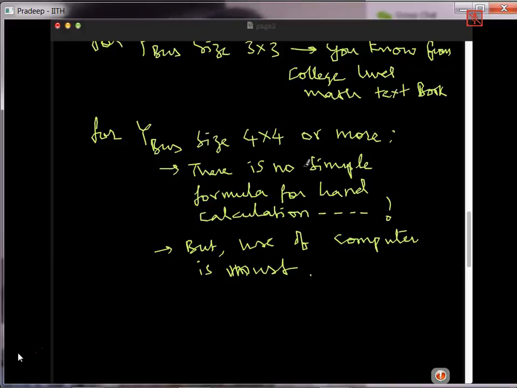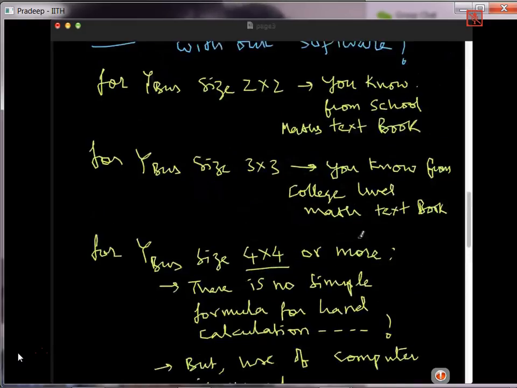If the size is 4 by 4 or 5 by 5 or 6 by 6, and you find any formula in any math textbook, please email me. As far as my knowledge, there is no direct simple formula for inverting a 4 by 4 matrix. Yes, adjoint of Y by determinant of Y, something like that, you can do it. I hope this clarifies your doubt.